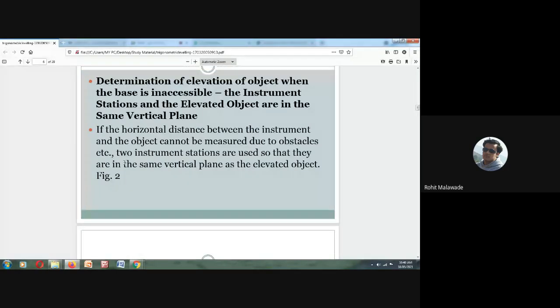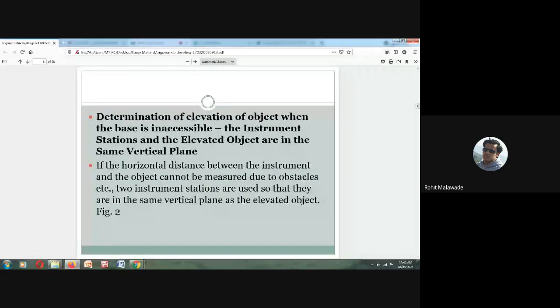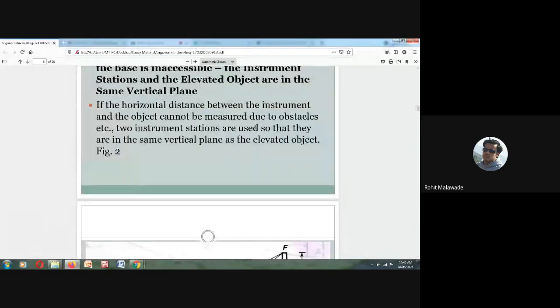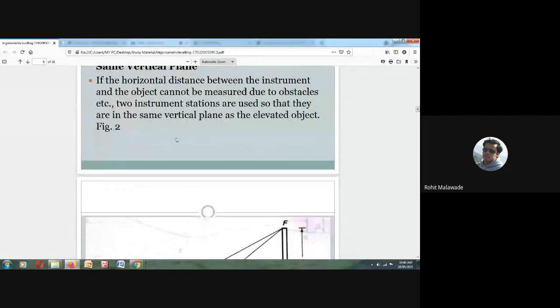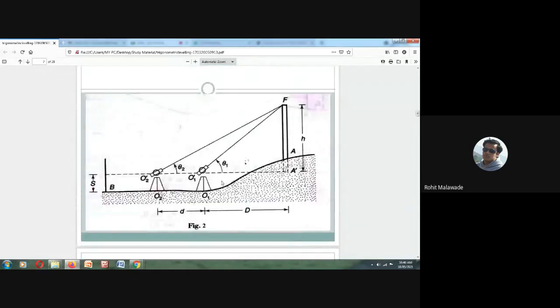Now, if the horizontal distance between the instrument and the object cannot be measured due to obstacles, two instrument stations are used, so that the two instruments are in the same vertical plane as the elevated object. So here we are going to measure this particular height, and we are going to use the two instrument stations.